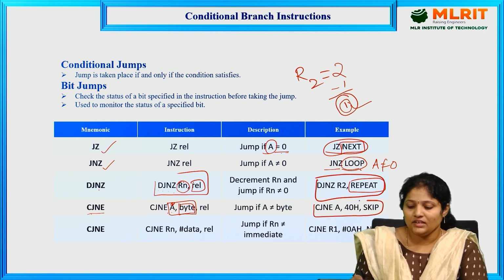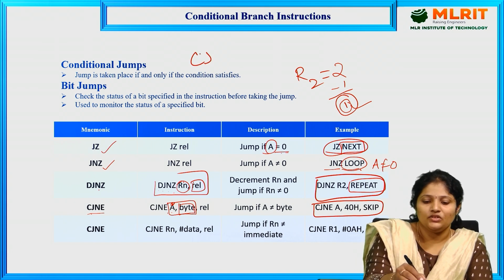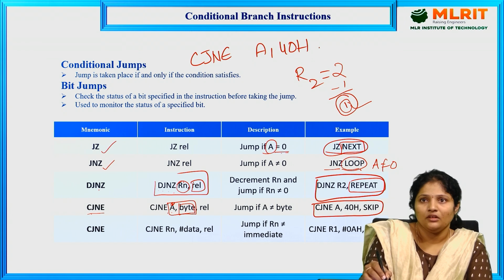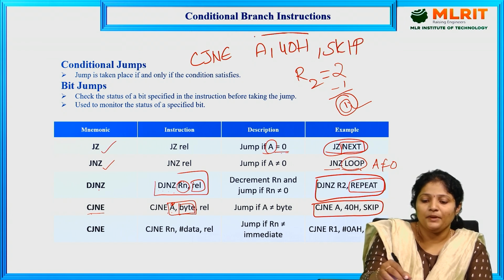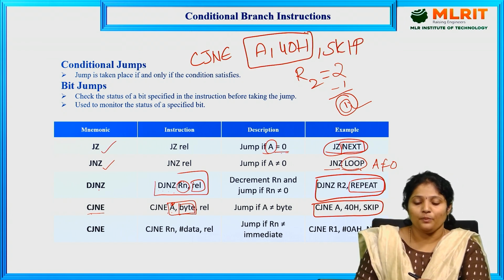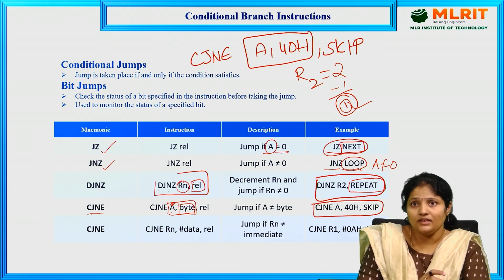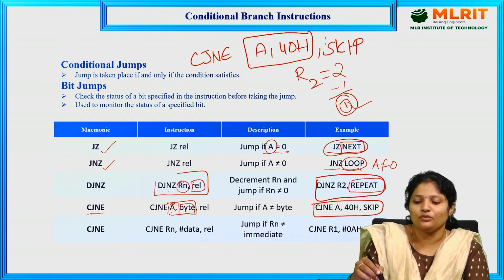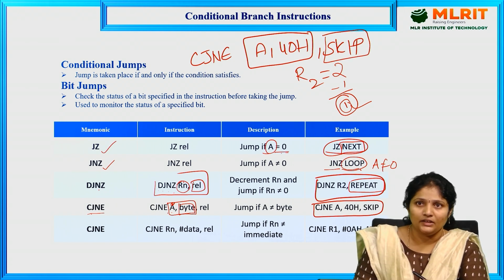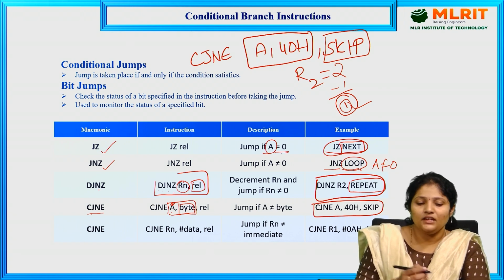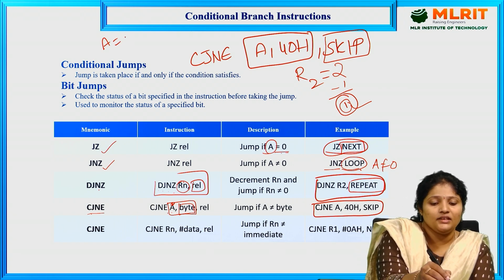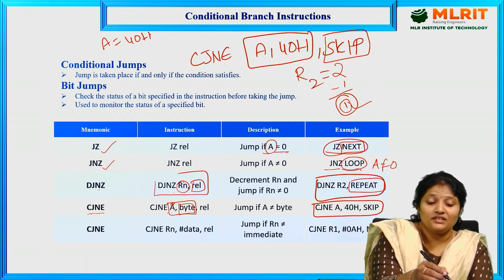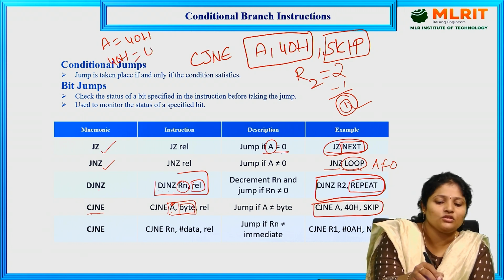If we consider this as the example, CJNE A, 40H, skip. It will compare the first two operands. The data present in A is compared with the data present in the 40H address location. If both are not equal, then only it will jump to the location specified by the label skip. Suppose the data present in A is 40H, and the data present in the 40H address location is also 40H.